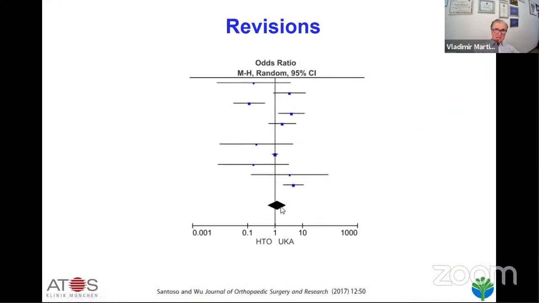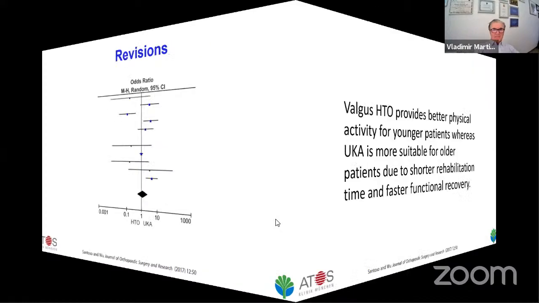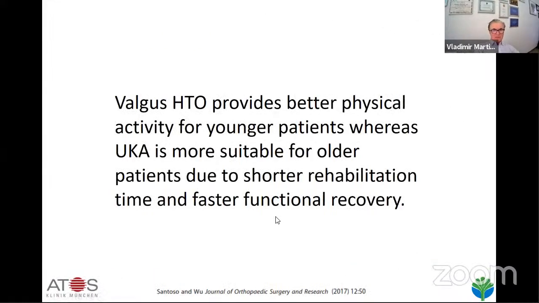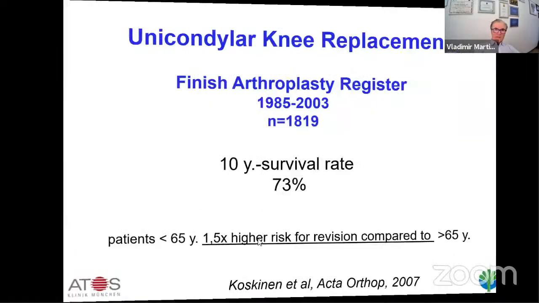However, regarding revisions, there is a slight advantage for high tibial osteotomy. So for revision, it's a little bit more favored. What the study says is that valgus high tibial osteotomy provides better physical activity for younger patients, whereas unicondylar is more suitable for older patients due to shorter rehabilitation time and faster functional recovery.